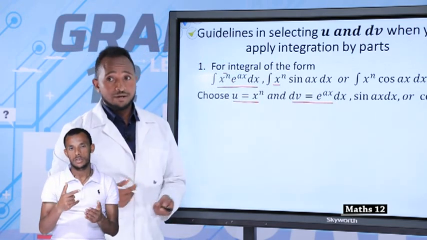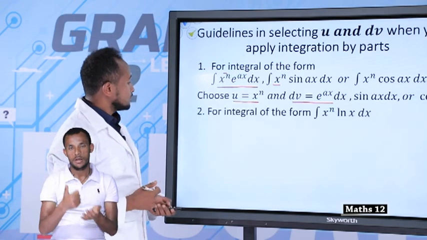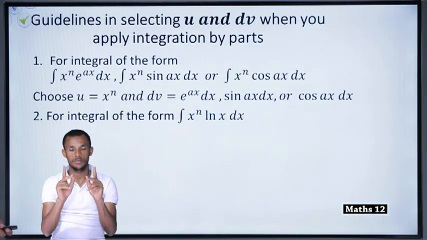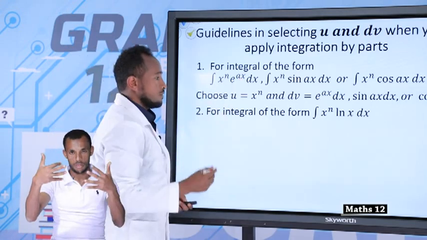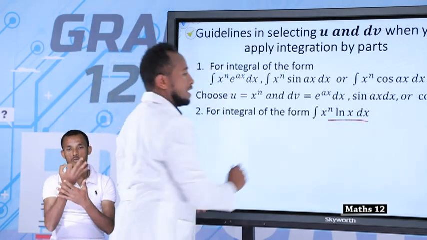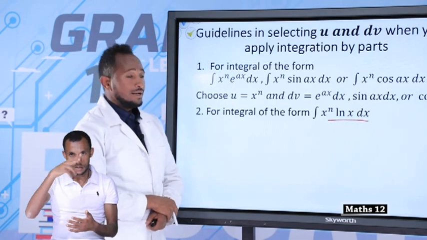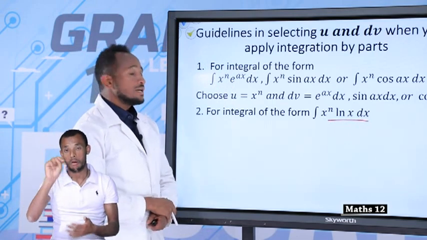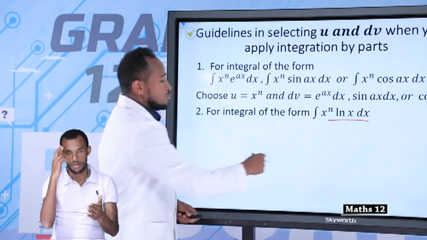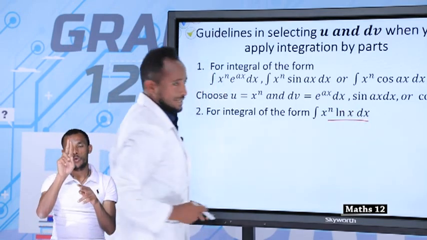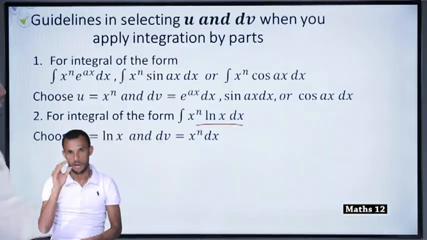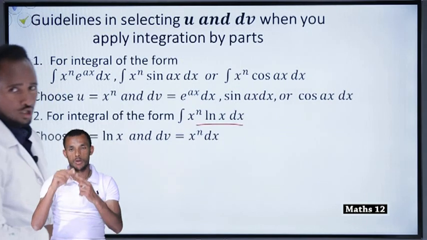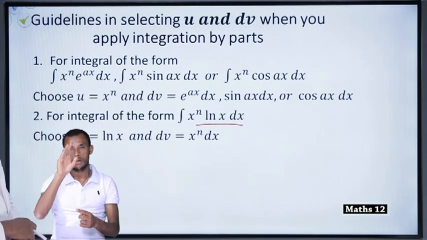Now let's see another guideline. Okay, let's see the second guideline. For an integral of this form, x raised to n times ln x dx, in this case assume u to be ln x, and dv to be x raised to n dx.